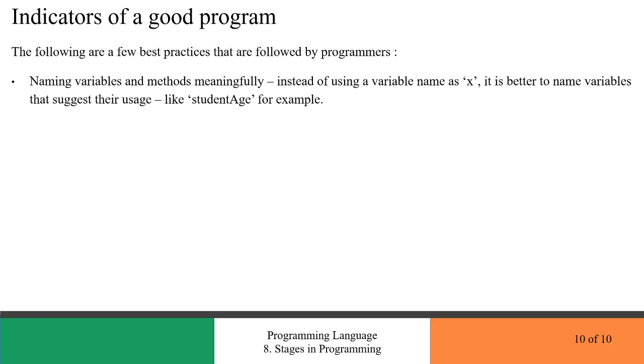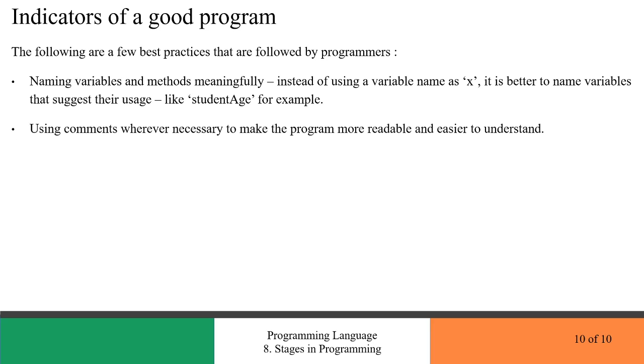The first is naming variables and methods meaningfully. Instead of using a variable name such as X or Y, it is better if we name variables in a way that suggests their usage, like student age, for example. Using comments wherever necessary to make the program more readable and understandable.